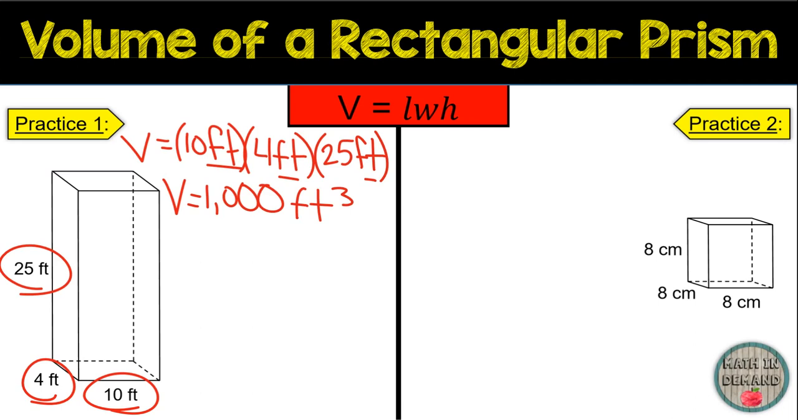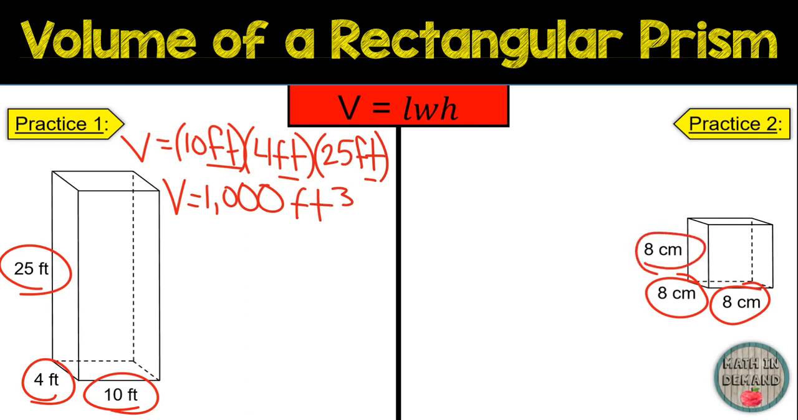So let's look at practice problem number two. I can see that I have a cube because my length is 8 centimeters, my width is 8 centimeters, and my height is 8 centimeters. Since all three are the same, I have a cube. Now, I can use the formula for a rectangular prism, or I can also apply the cube formula, which is side cubed. Okay, so I take the side and I multiply it by itself 3 times. Again, I can use length times width times height because they're all the same, so it doesn't matter.